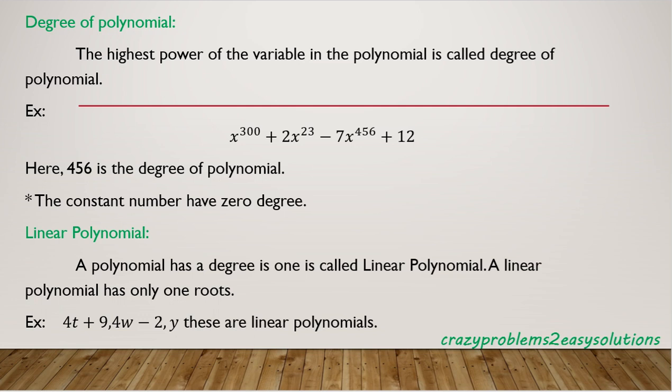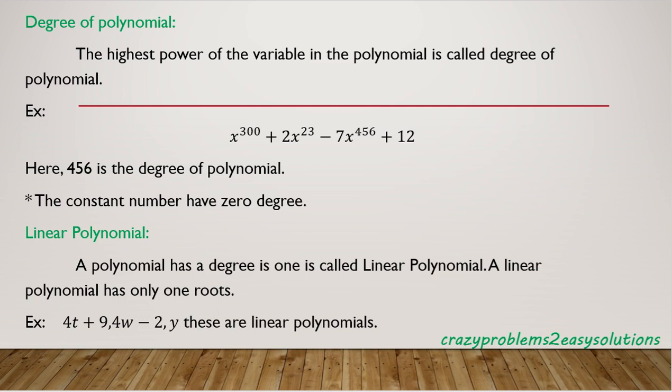So here compare all the degree values. 456 is the highest number, so the degree of the polynomial is 456. And the last point, a constant number has 0 degree. Obviously it's correct.